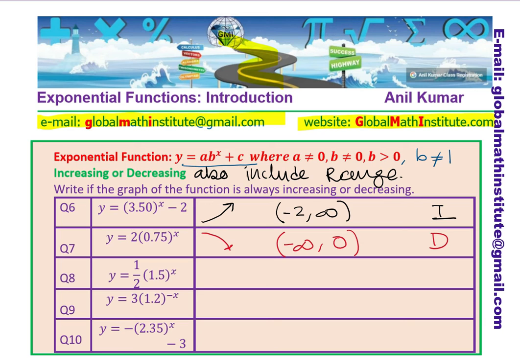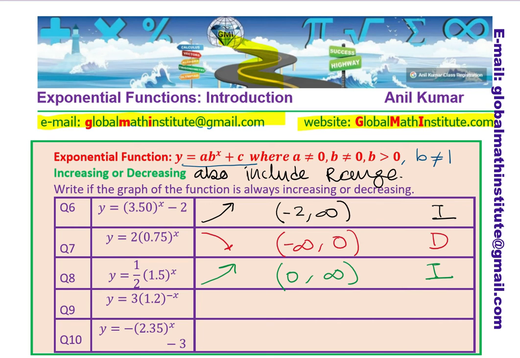Let's continue with our exercise of increasing and decreasing interval: y equals half times 1.5 to the power of x. 1.5 is greater than 1, so this is going to be increasing, and that is from 0 to infinity, and we'll write increasing.